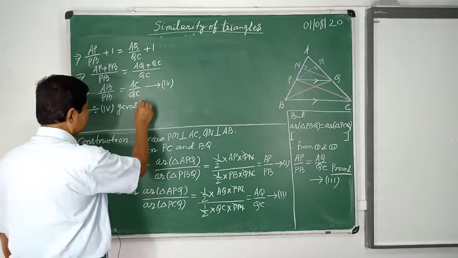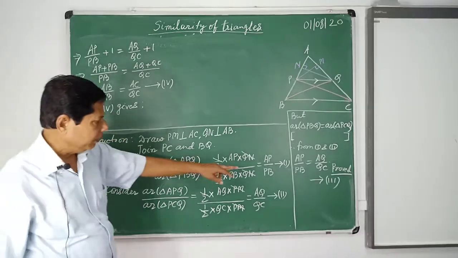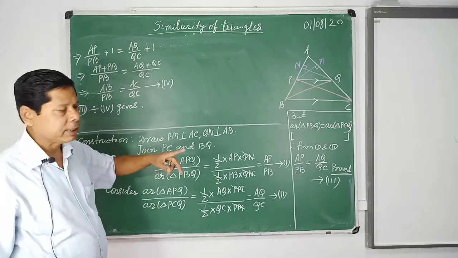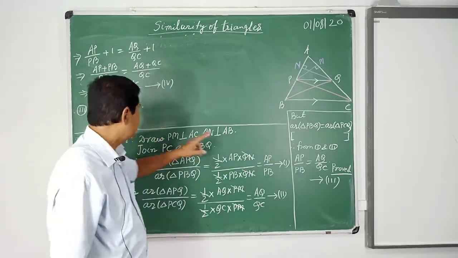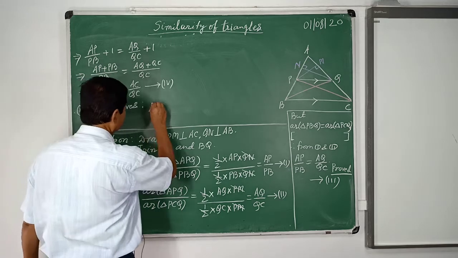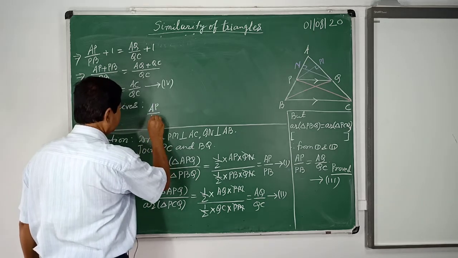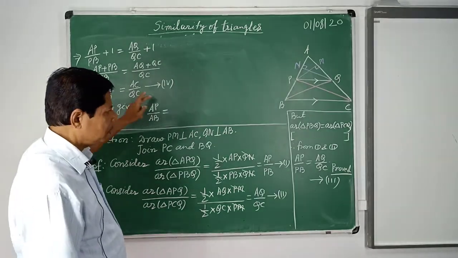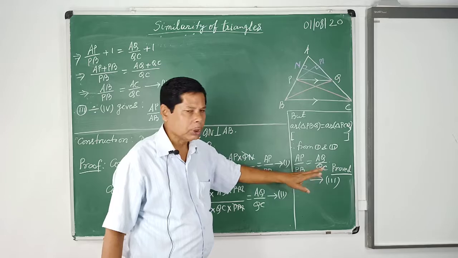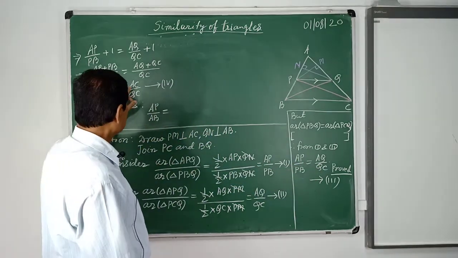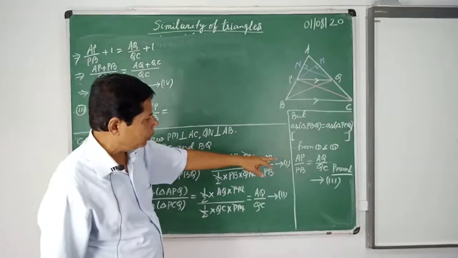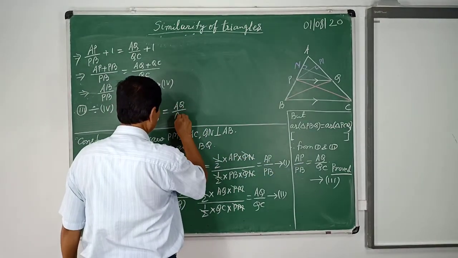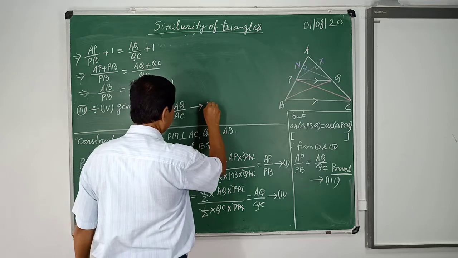If you divide it, what happens? AP by PB upon AB by PB. So PB gets cancelled. Remaining terms are AP by AB, AP by AB equal to AC by QC by AQ by QC. So QC gets cancelled. The terms are AC, AQ by AC. This is your result number 5.